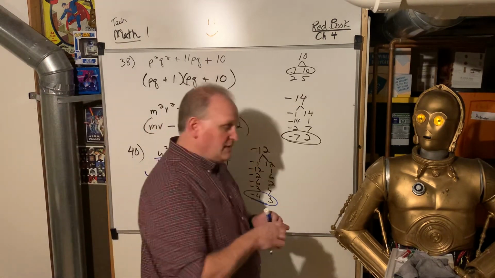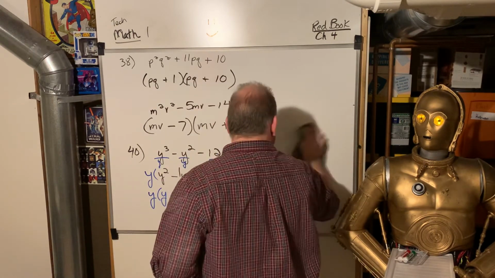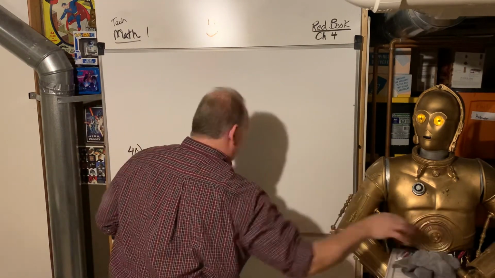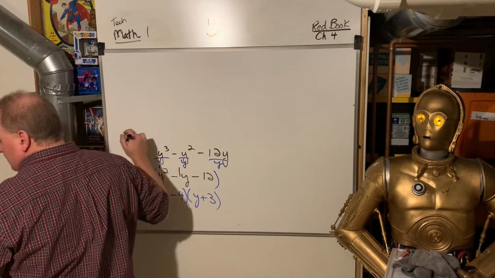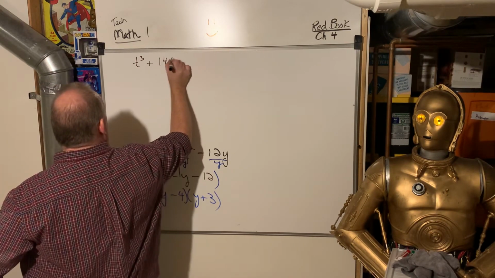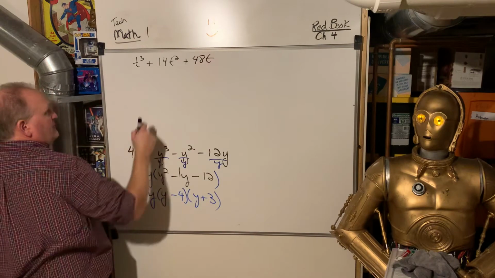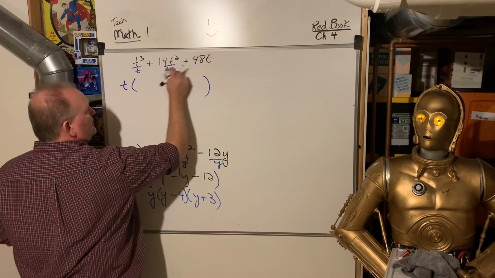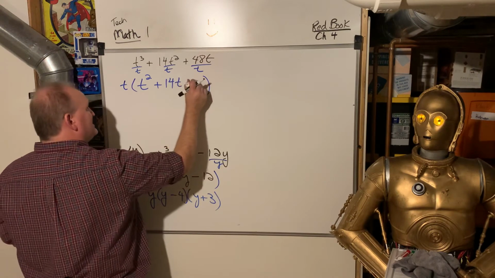And then one last problem. We'll just write it above it. Okay, so number 40, part 2. Okay, it's really the same thing. T cubed plus 14t squared plus 48t. So this is number 40, part B. Again, we're going to factor out a t. And then we're going to have t squared plus 14t plus 48.